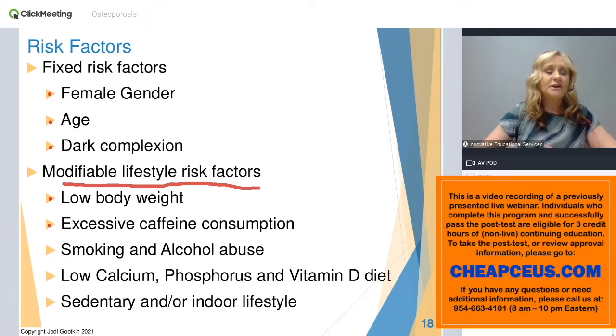Caffeine consumption. Excessive caffeine is going to inhibit our osteoblast activity, and it's also going to increase calcium excretion in the urine, so it doesn't have it available in the body system to calcify the bone. And then combine that with our intestines not absorbing as much calcium when we have a lot of caffeine in our system. Smoking and alcohol are going to inhibit remodeling of the bone.